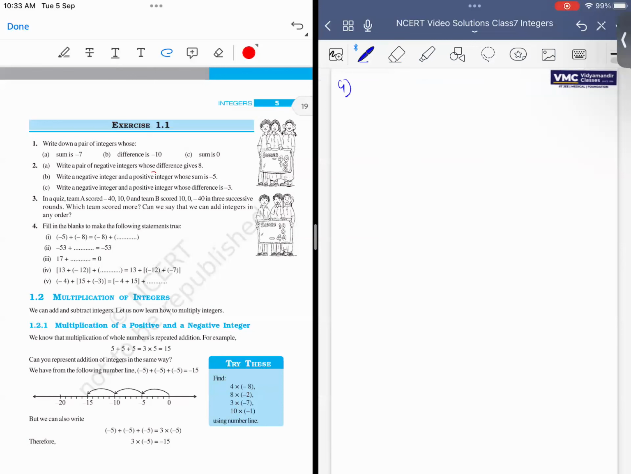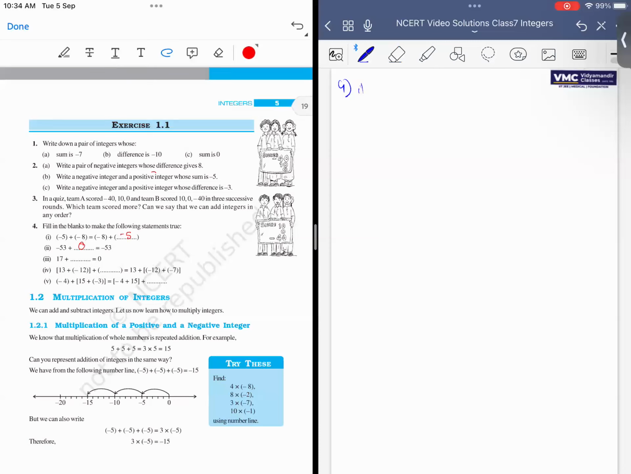Question 4. Fill in the blanks. We can do this. So just add them. Minus 5 plus minus 8 is the commutative property, addition follows the commutative property. Minus 8 plus minus 5. Minus 53 plus 0, this is the additive identity.